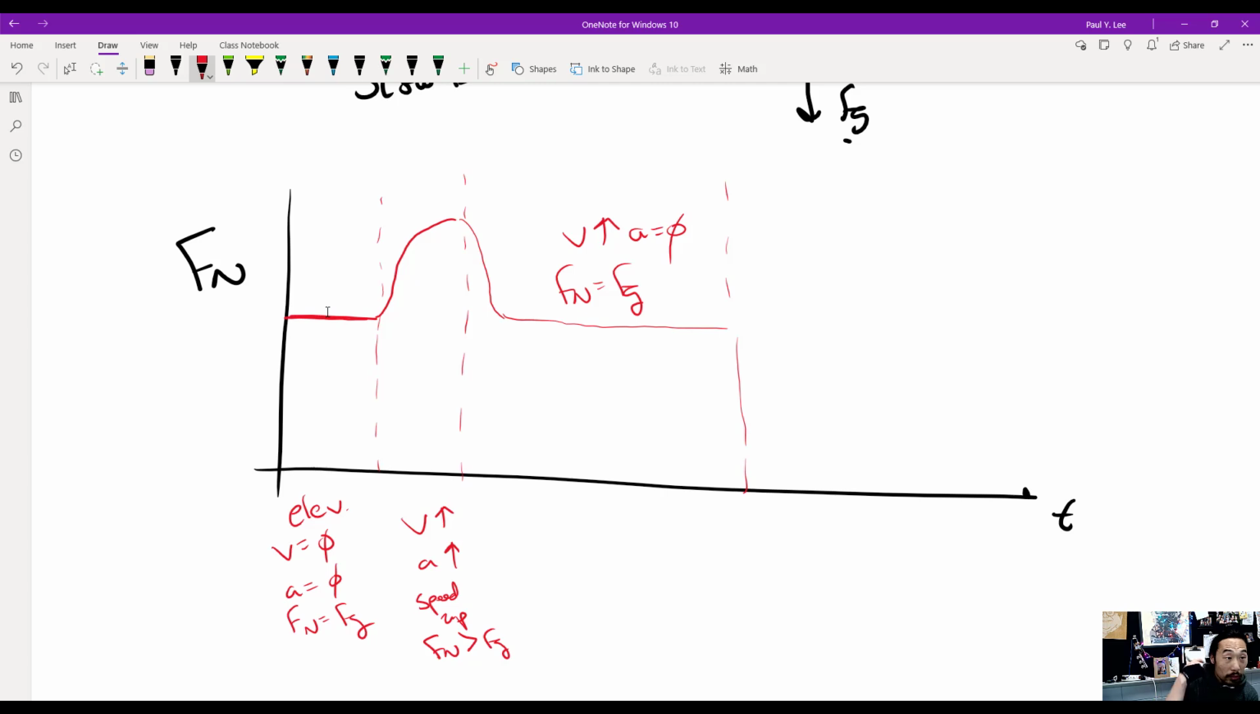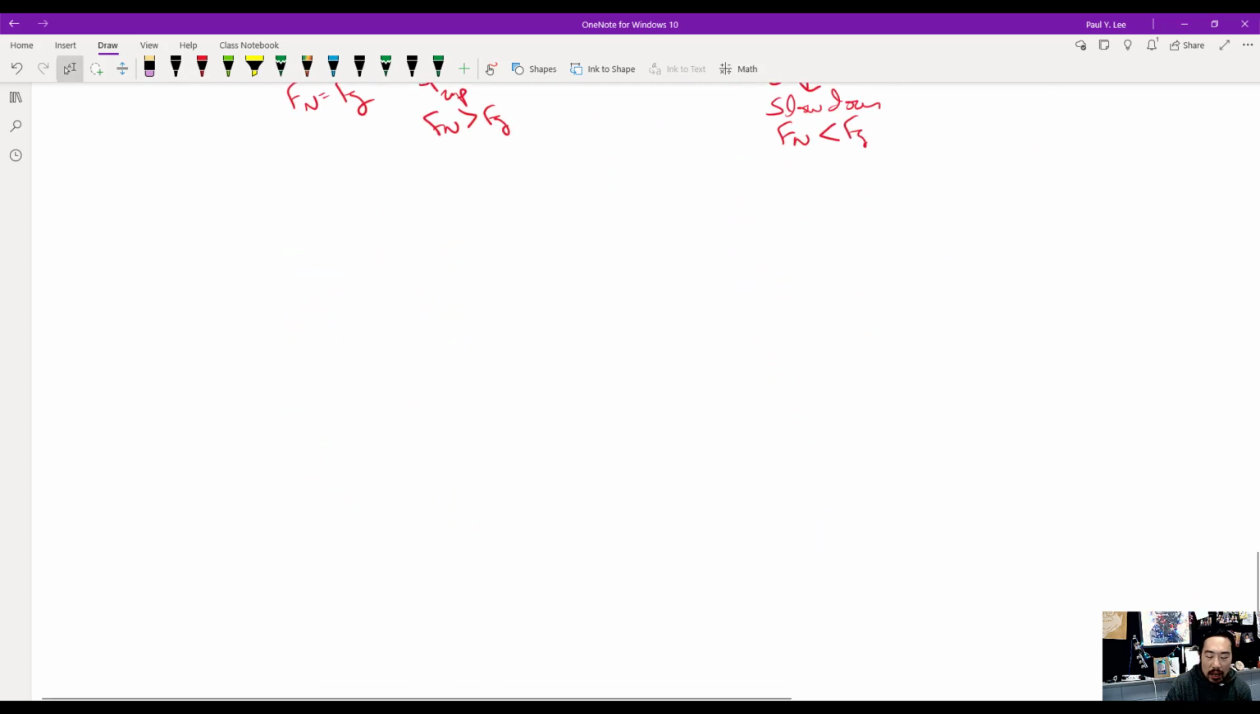Okay, and then when we're arriving at our destination, our acceleration becomes negative. So we actually start to feel a little bit lighter. Here we can say our velocity is still up, but our acceleration is down because we're slowing down. And so our f of n is less than f of g, and we feel lighter here. And then we reach our destination. When we reach our destination, we return back to our normal weight. Cool stuff.